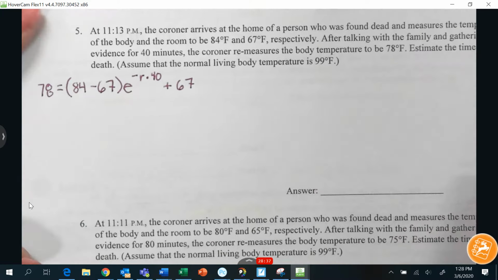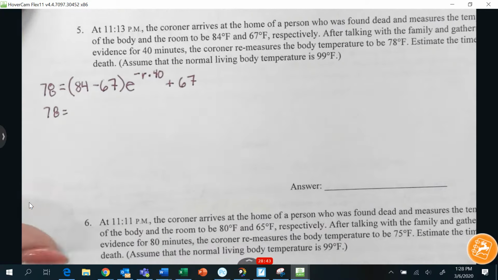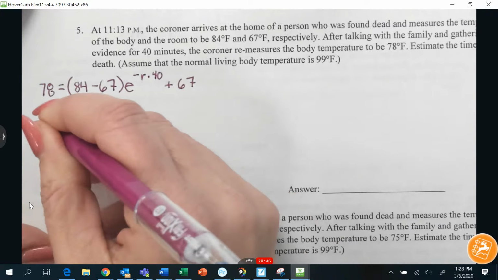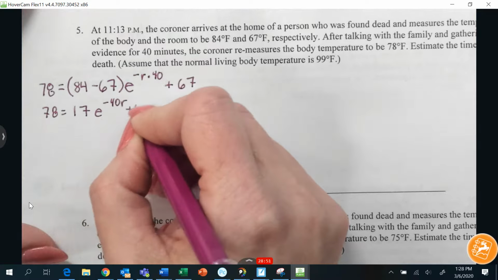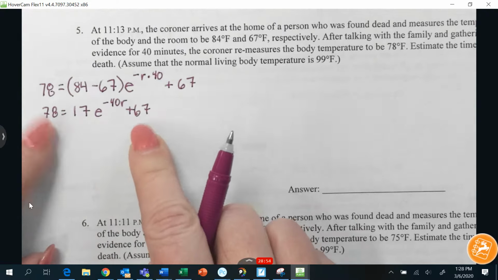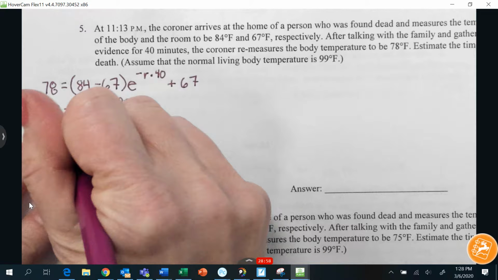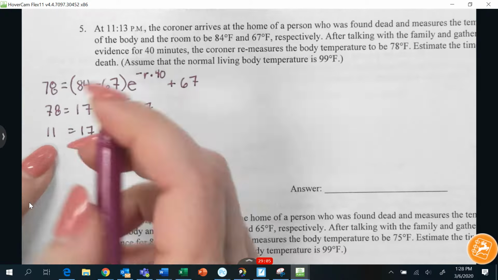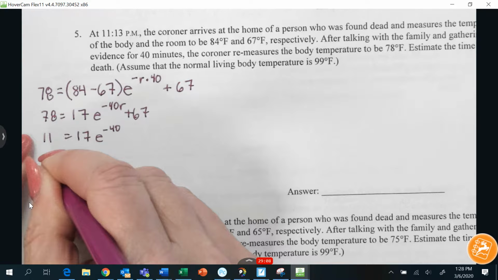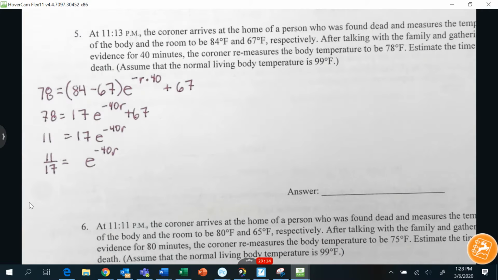Okay, so we're going to solve it. 78 equals 84 minus 67, times e to the negative 40R, plus 67. We're going to subtract 67 from both sides, and then divide by 17, so I'm going to have 11 over 17 equals e to the negative 40R. So that was just getting rid of numbers.